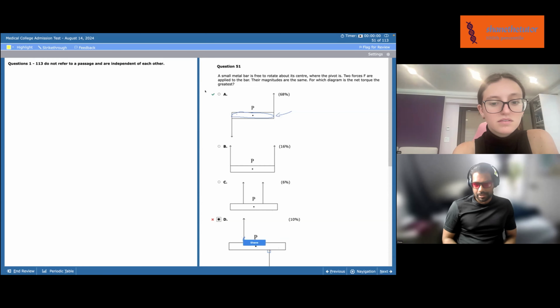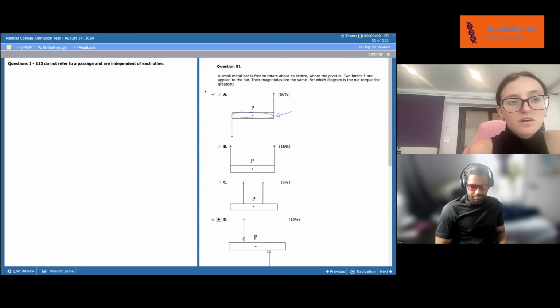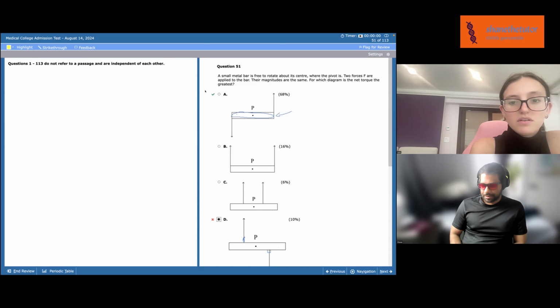Okay. Because it's closer to the center, it requires more work to be applied, as opposed to A. Okay.